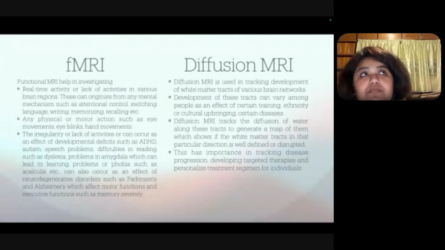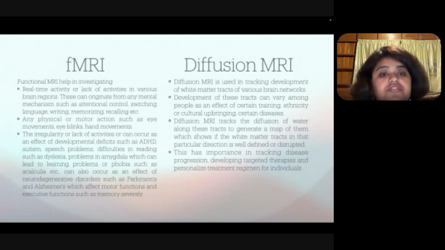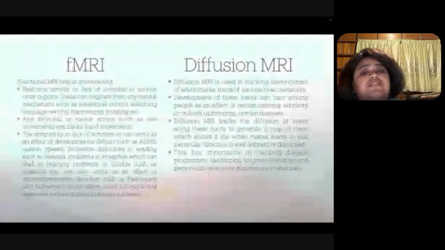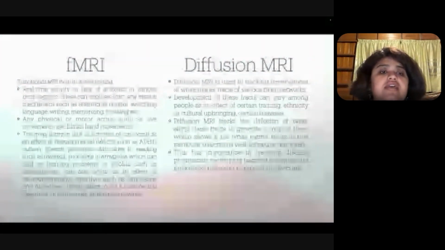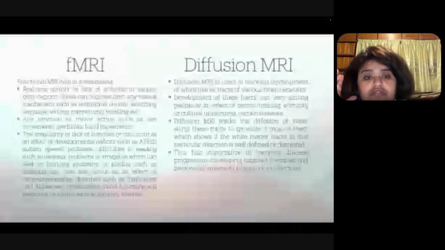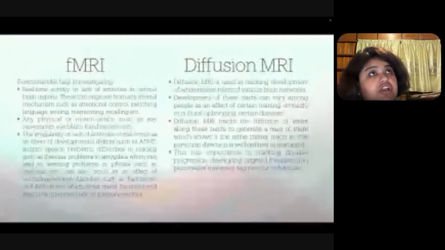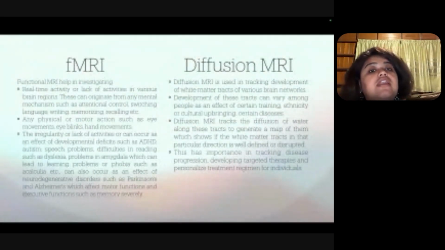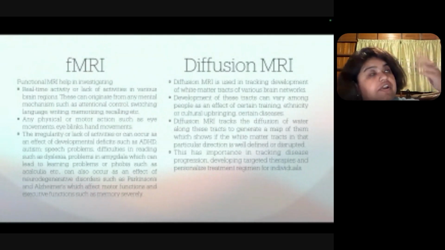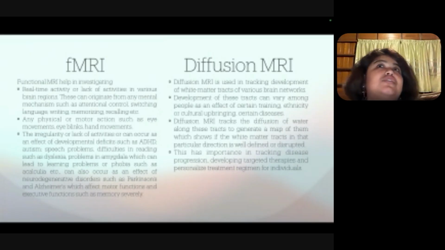Memorizing, like I said, hippocampus is associated with memory, recalling, etc. Also, any kind of physical or motor action, such as when you are moving your eyes, when you are blinking, when you are catching a ball or throwing a ball, these can also have different types of motor activity in your brain, and all of them will actually have different activities in your brain, which fMRI, as in functional MRI, can actually show you in real time.